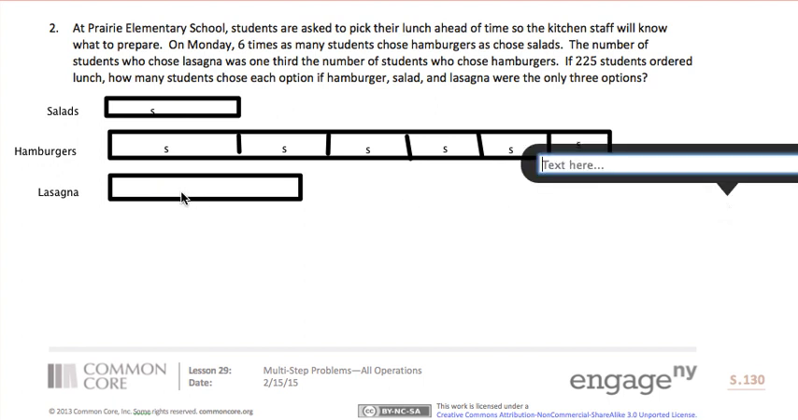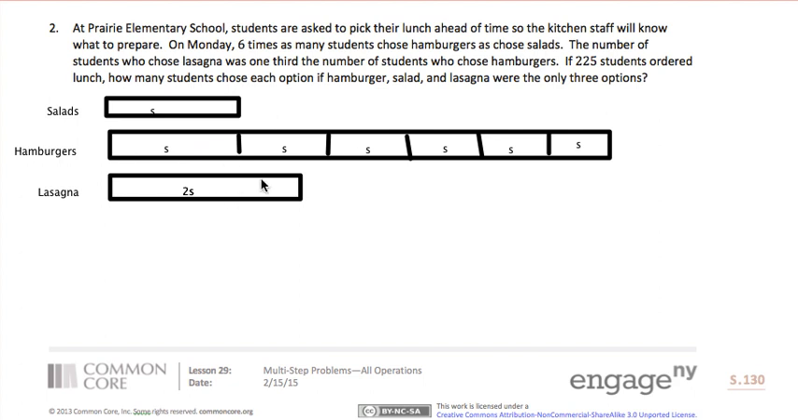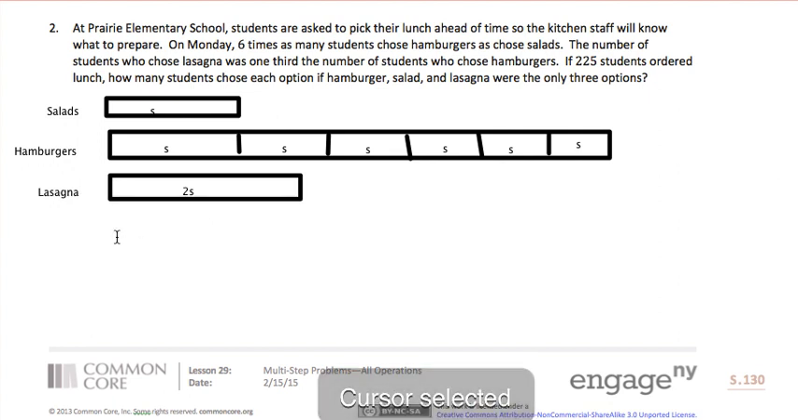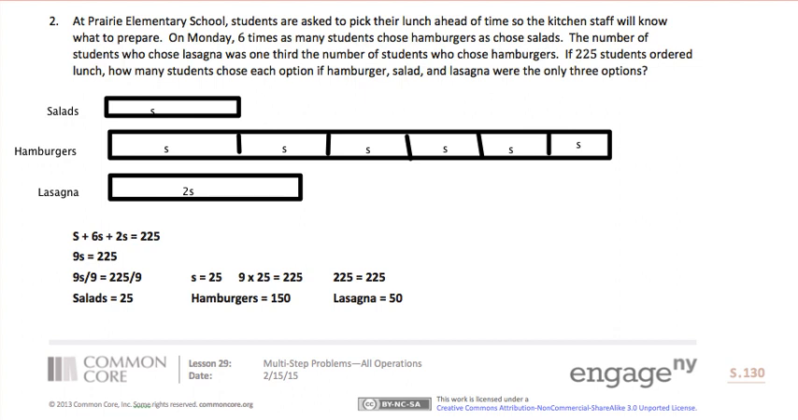And then they told us that lasagna was 1/3 the number of students who chose hamburgers. And hamburgers had 6 pieces. So 1/3 of 6 pieces is actually 2 pieces. So I'm going to go back to lasagna and I'm going to label it 2s. I could cut it into 2 pieces, but just as a shortcut here, we're going to label it 2s. Now at this point, we have all of our tape diagram in place and we can now create our equation. We might write something like s. Okay, so we have our work.